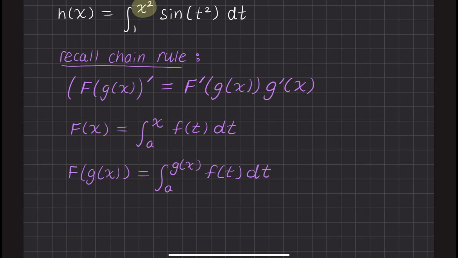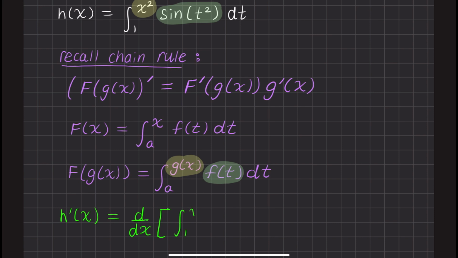So our g of x is this x squared, highlighted in yellow. Our f of t is this sine of t squared. And so we just have a chain rule right here. We're trying to take the derivative, so we can go ahead and set that up. h prime of x is going to be equal to, we're taking the derivative with respect to x of this integral from 1 to x squared of sine of t squared dt.